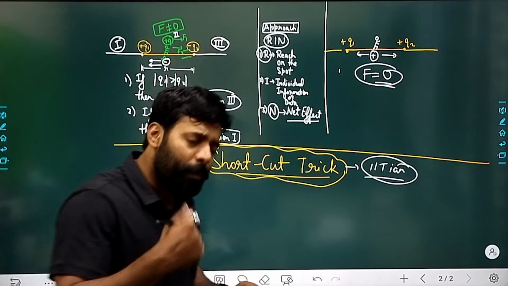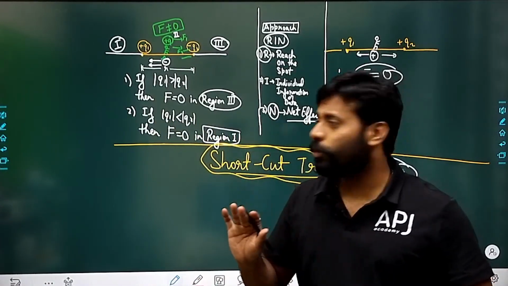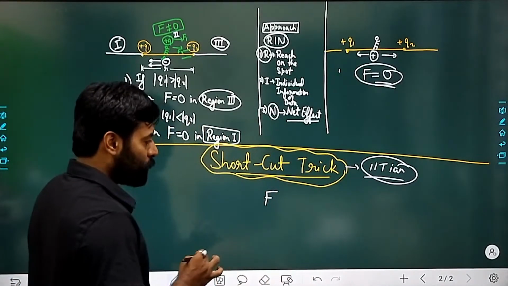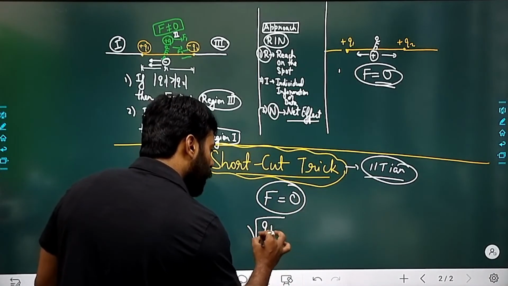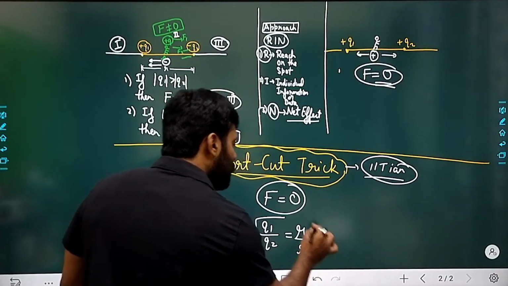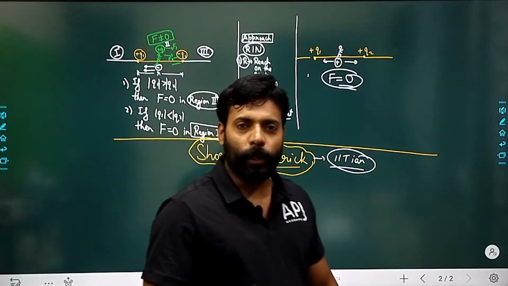So where will be the location where the force will be equals to 0? So कहां पर होगी हमारी force 0? वो लोकेशन अगर आपको निकालनी है, just you have to do one thing. Q1 by Q2 is equals to R1 by R2. This is the only thing which you know. Q1 by Q2 is equals to R1 by R2.